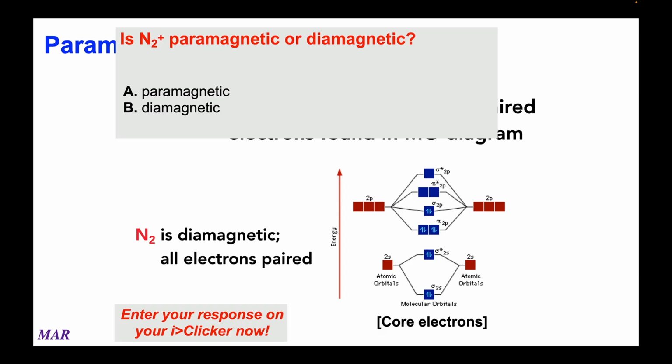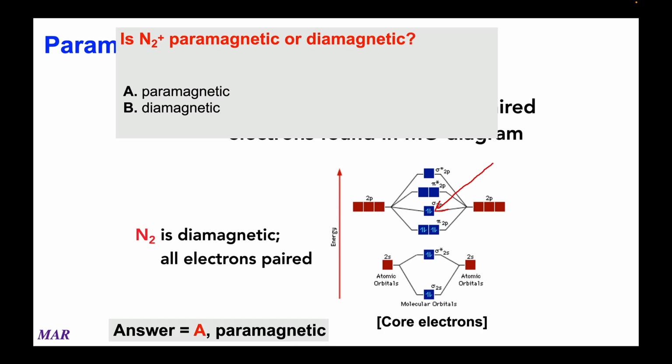So if we wanted to make N2 plus, we can start with neutral N2, which is the molecular orbital diagram that's showing right now. For N2 plus, we would remove one of the electrons from the highest occupied molecular orbital, the sigma 2p orbital. By removing one electron, we would then have one electron that was up or down without its corresponding opposite. So N2 plus is paramagnetic. You can easily predict the magnetism of molecules and ions using molecular orbital theory.